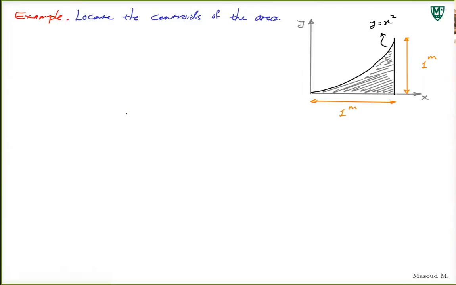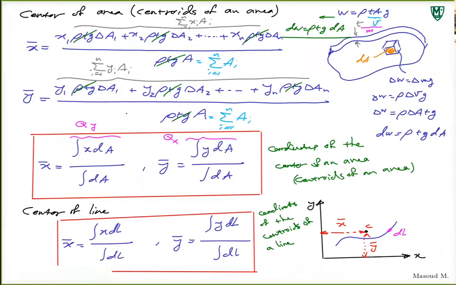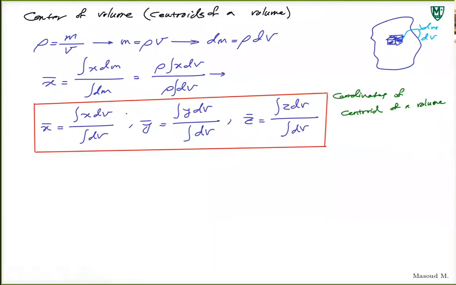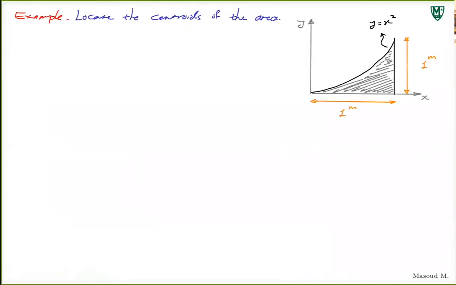That means we want to calculate these integrals. Remember, for centroids of an area, we have X is equal to integral X dA over integral dA, and Y is integral Y dA over integral dA, right? So let's just calculate this. Let's start with X. X is integral X dA over integral dA. Now, although we write it as one integral, in reality it's a double integral, an integral over an area.